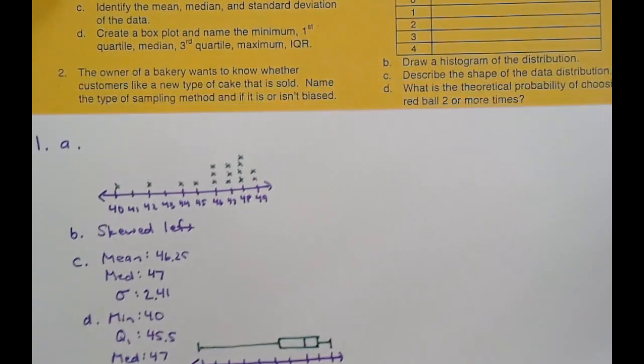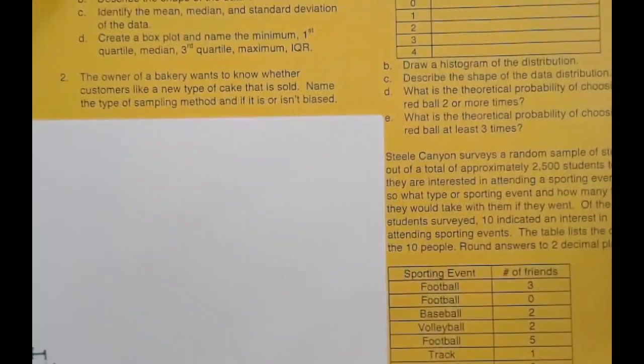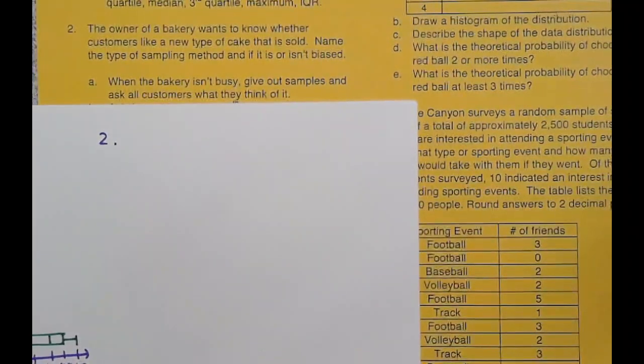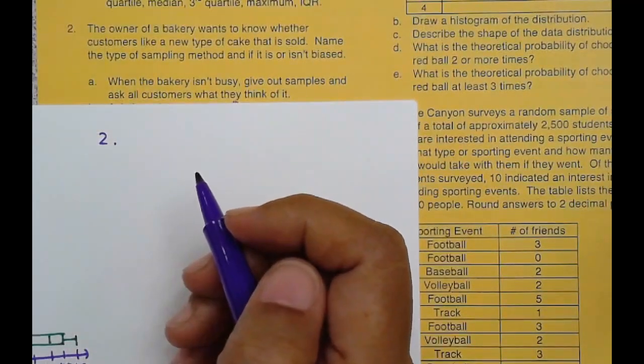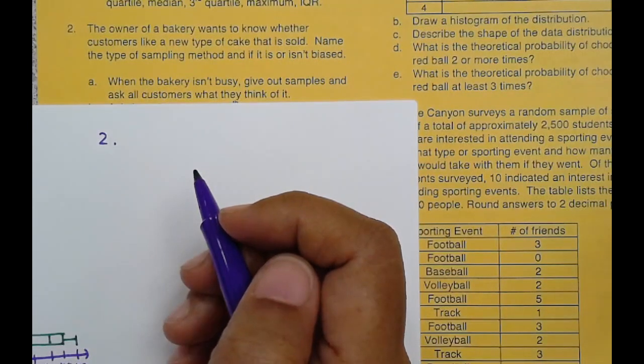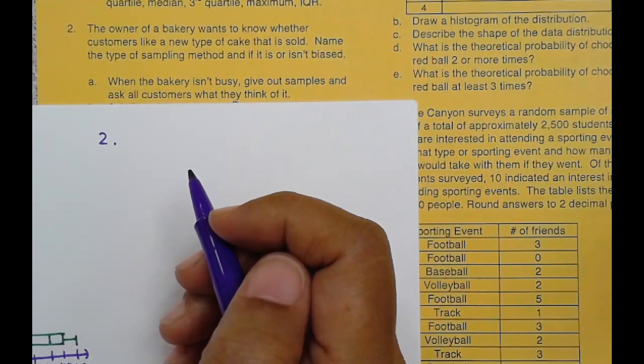All right, let's go ahead and go to number 2. Okay, so number 2 is saying that an owner of a bakery wants to know whether the customers like a new type of cake that is sold. Name the type of sampling method and if it is or isn't biased.